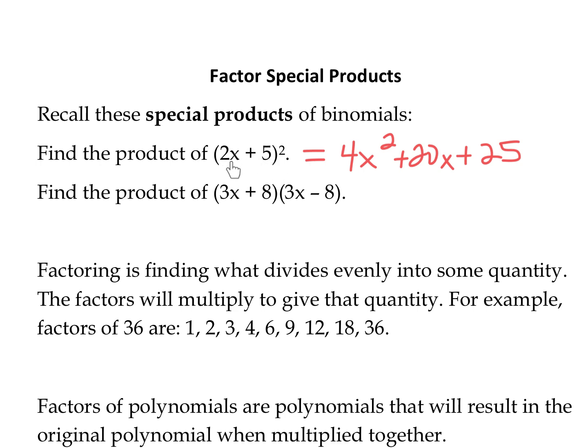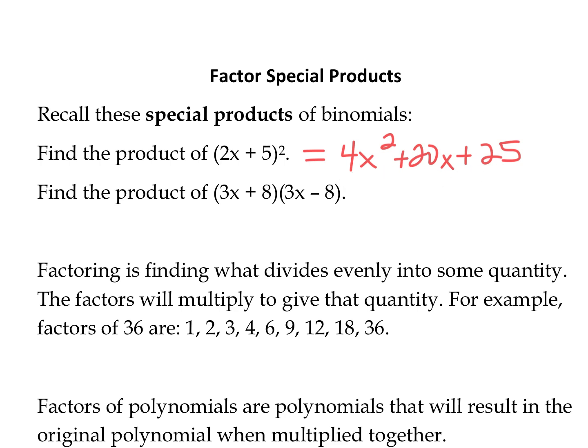So we'd have 2x times 2x, which is 4x squared. Then we'd have 2x times 5 twice in the middle, the two like terms that would add together. So you multiply these together and then double it, remember, to get the middle term, and then 5 times 5 would give us the 25. That would be a perfect square trinomial.